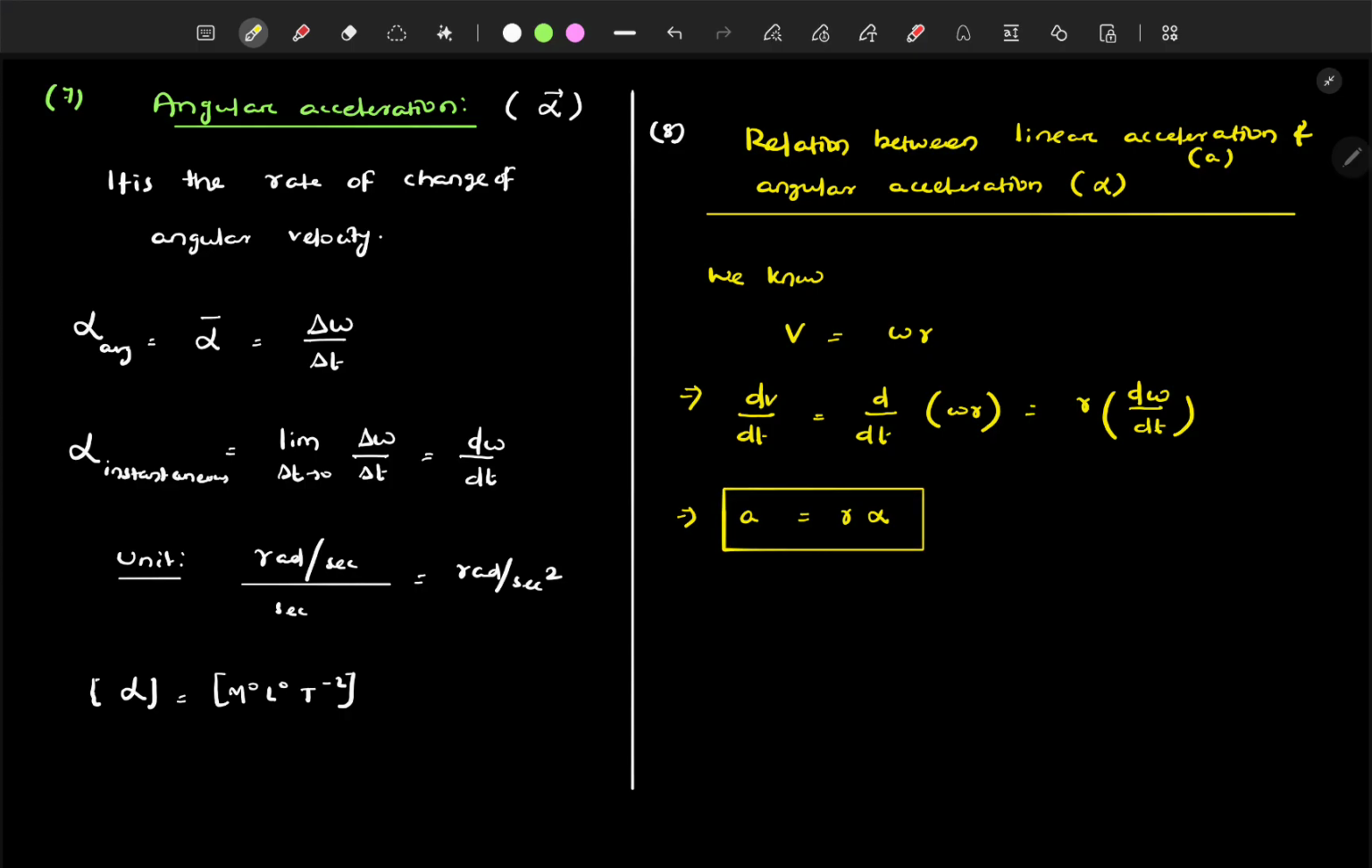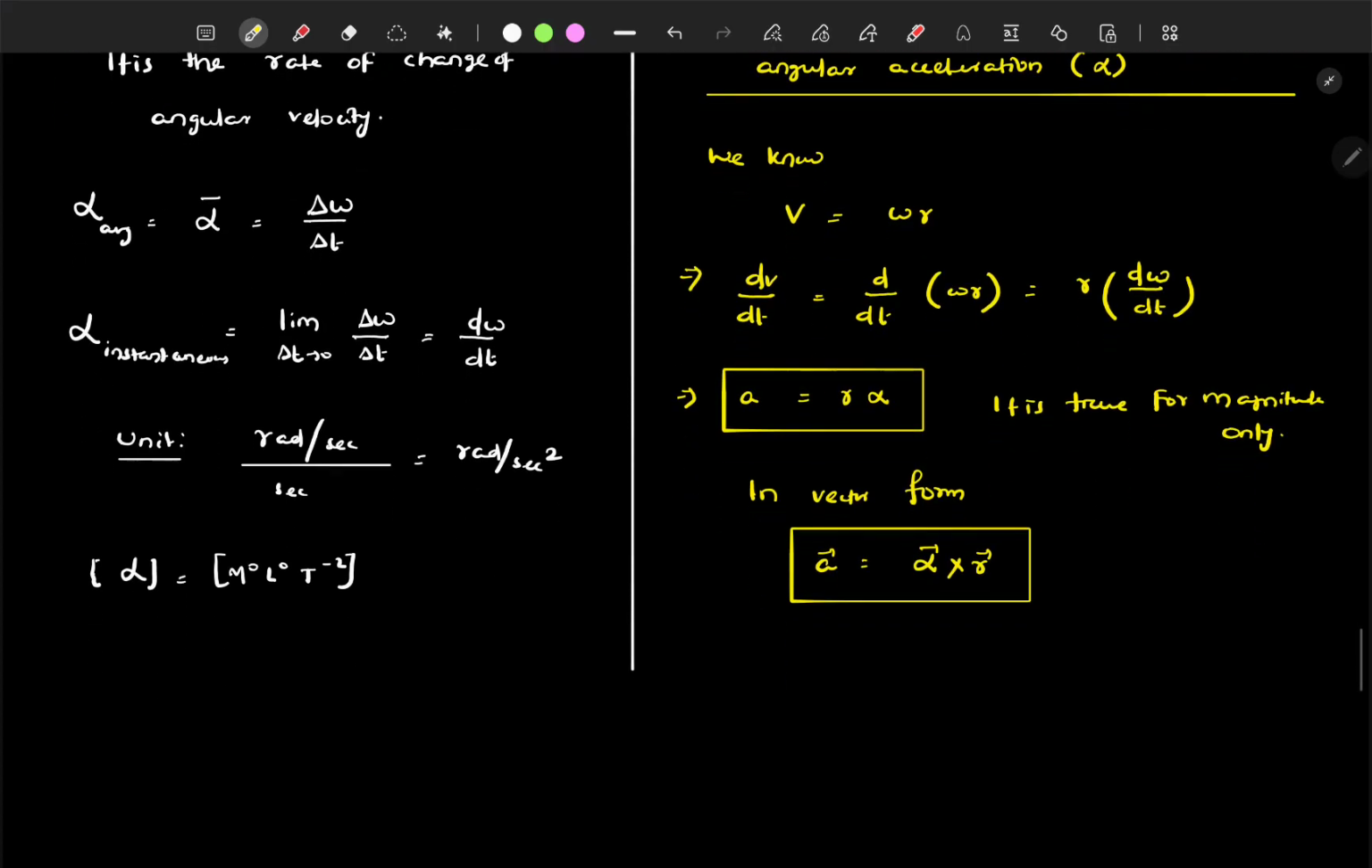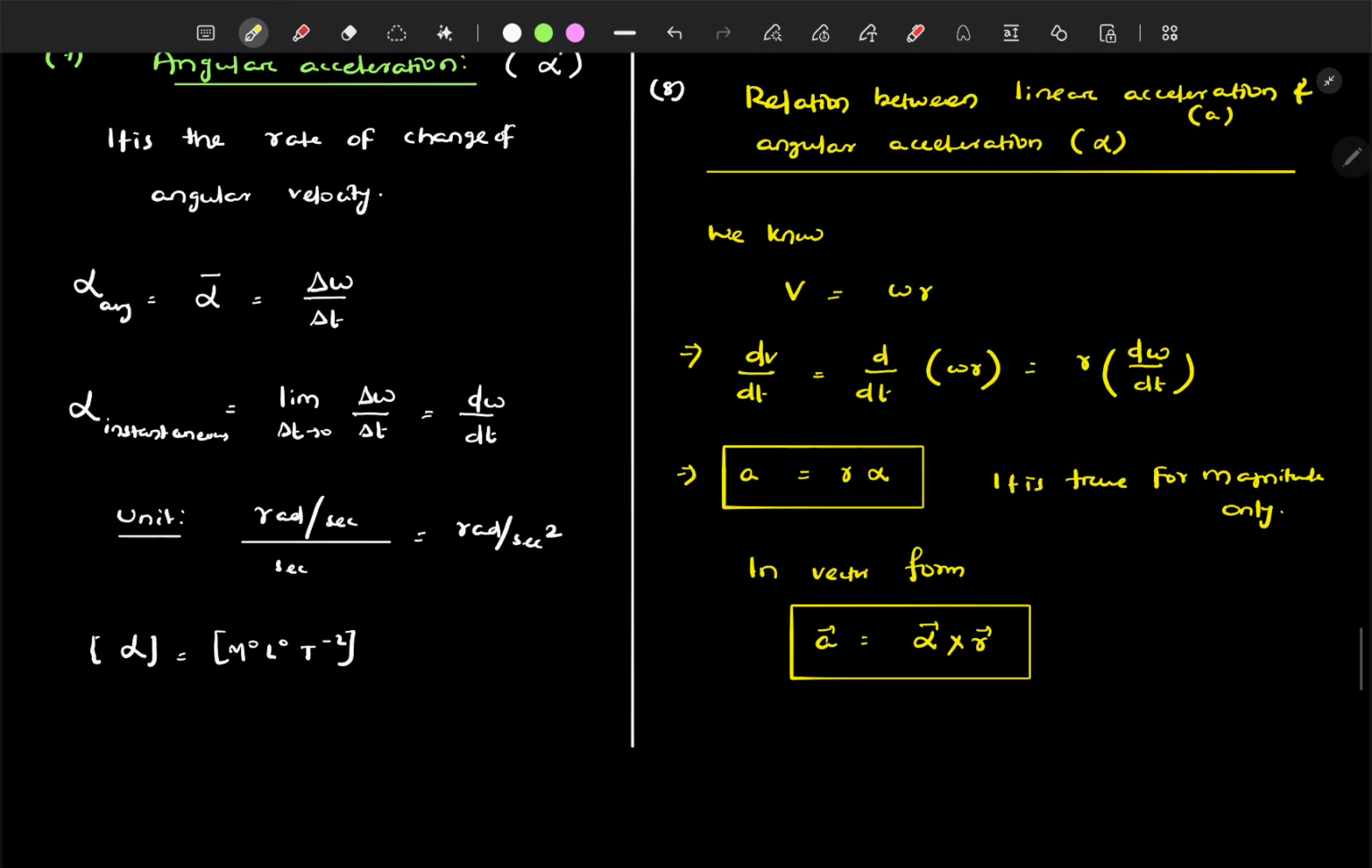When particle moves in a circle, its radius R is fixed. So take it outside, R is constant. Yes. So it is true for magnitude only. Remember this formula, it is true for magnitude only. Yes. So in vector form, what we can say? In vector form we can write A vector will be equal to alpha vector cross R vector. R cross alpha होने से गलत होगा, डायरेक्शन मैच नहीं करेगा. Okay, vector product is not commutative. This is about the relation between linear acceleration and angular acceleration.